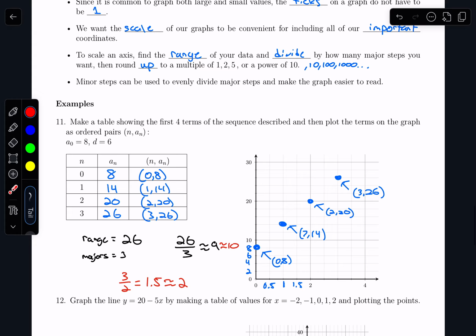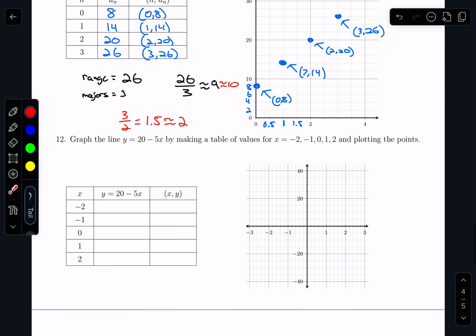All right, now let's try this again, but this time it is a linear equation. We want to graph the line y equals 20 minus 5x by making a table of values for -2 to +2 and then plotting the points. So the first thing we're going to do is just find all these coordinates. When I plug in -2 for x, -5 times -2 is +10, and 20 plus 10 gives me 30.